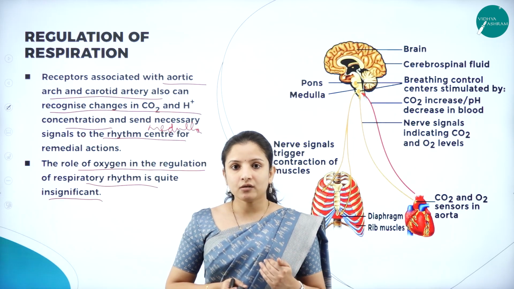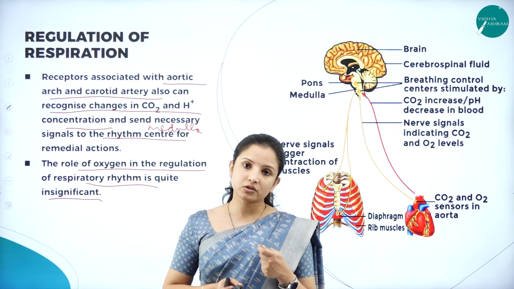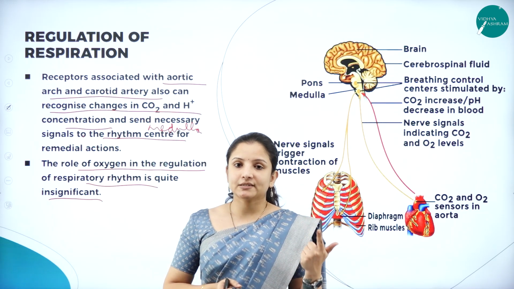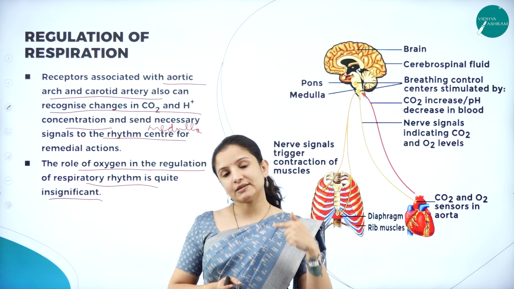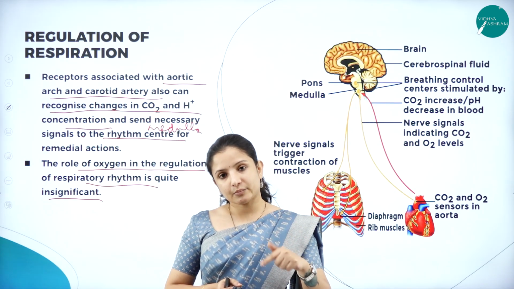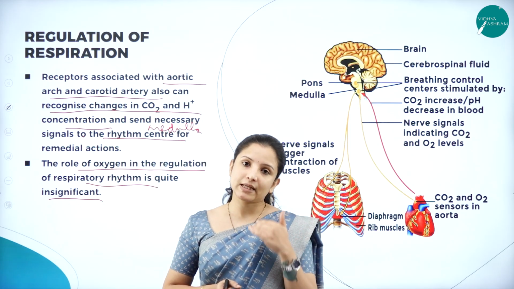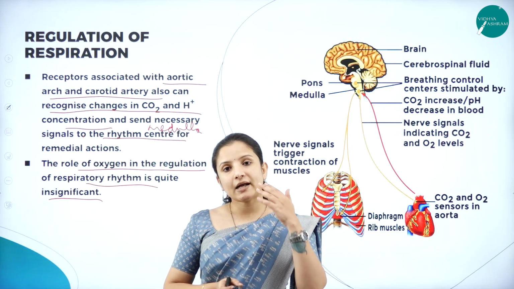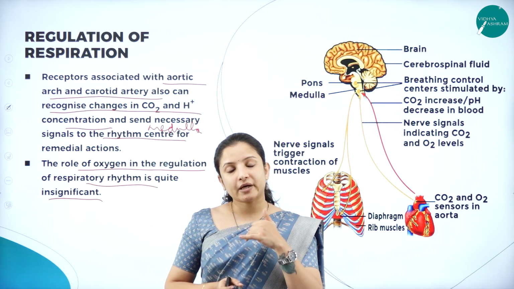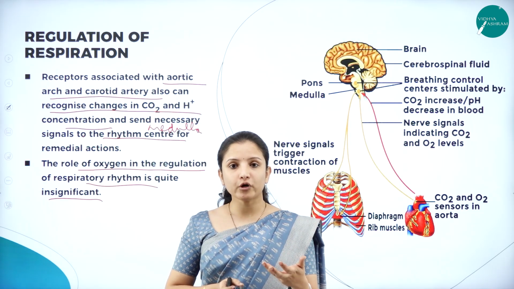So we take in oxygen. How much oxygen do we need to inspire? That will be decided by the pons, which will send a signal to the medulla. The medulla will send signals to our respiratory system, and therefore it will help in inspiration. After that, the oxygen will be carried by the blood and delivered to the body tissues.